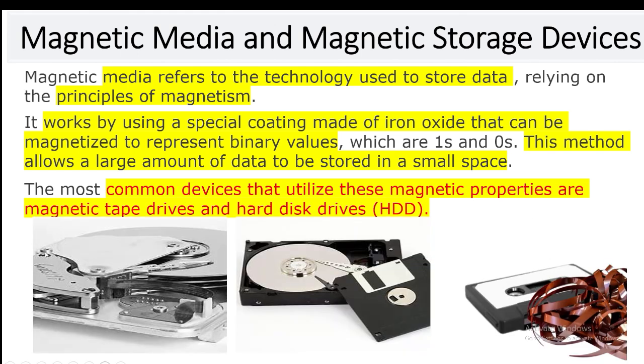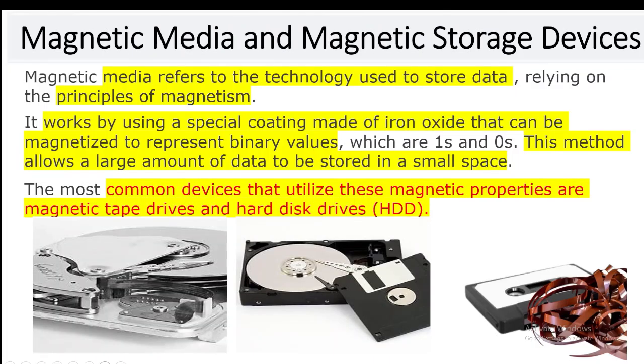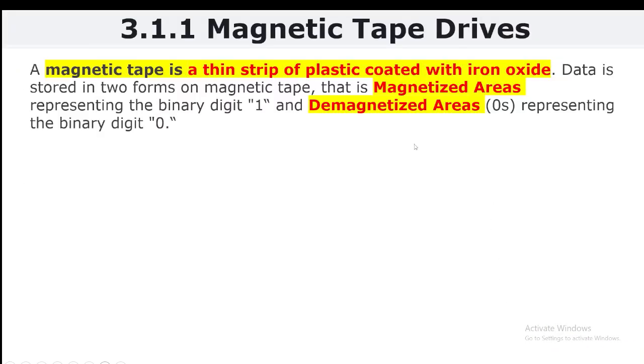Here are some pictures of magnetic drives: the hard disk drive, and then magnetic tapes. Now, let's look at the magnetic tape drive. A magnetic tape is just a thin strip of plastic that is coated with iron oxide. So this brownish plastic here is what we refer to as a thin strip of plastic. Data is stored on this plastic in two forms: a magnetized area, and a demagnetized area representing zero.